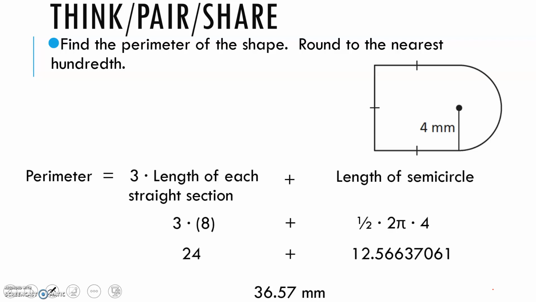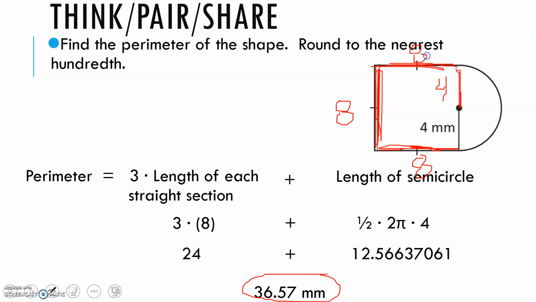Okay, so here you should have gotten a solution of 36.57 millimeters for the perimeter. So let's quickly talk about why. You have 3 straight sections here, and they are all congruent. Now, if I were to close this off, they gave us the radius of that semicircle. I'd have another 4, which means that this is 8. So that means I've got 8 millimeters around the 3 sides. Well, it's not a square, but it's 3 parts of a square. So that's where we get 24: 8 plus 8 plus 8, or 3 times 8.